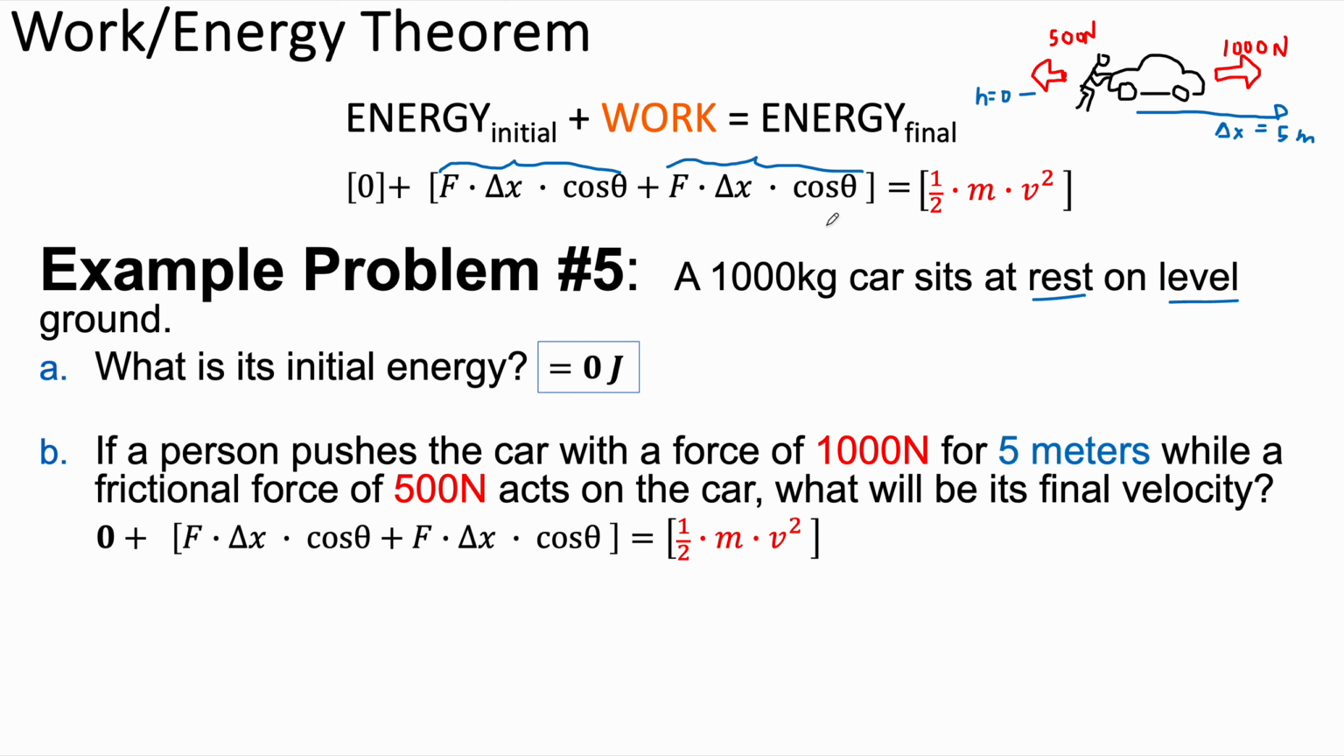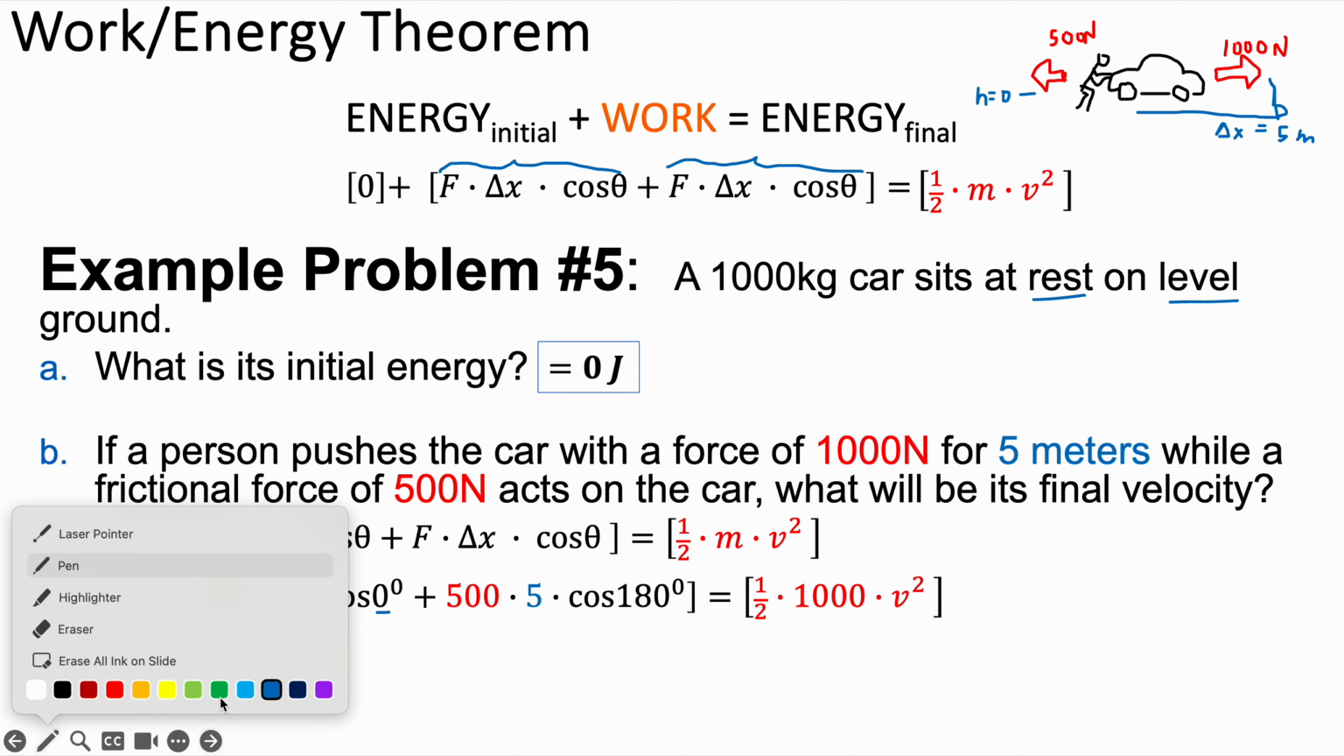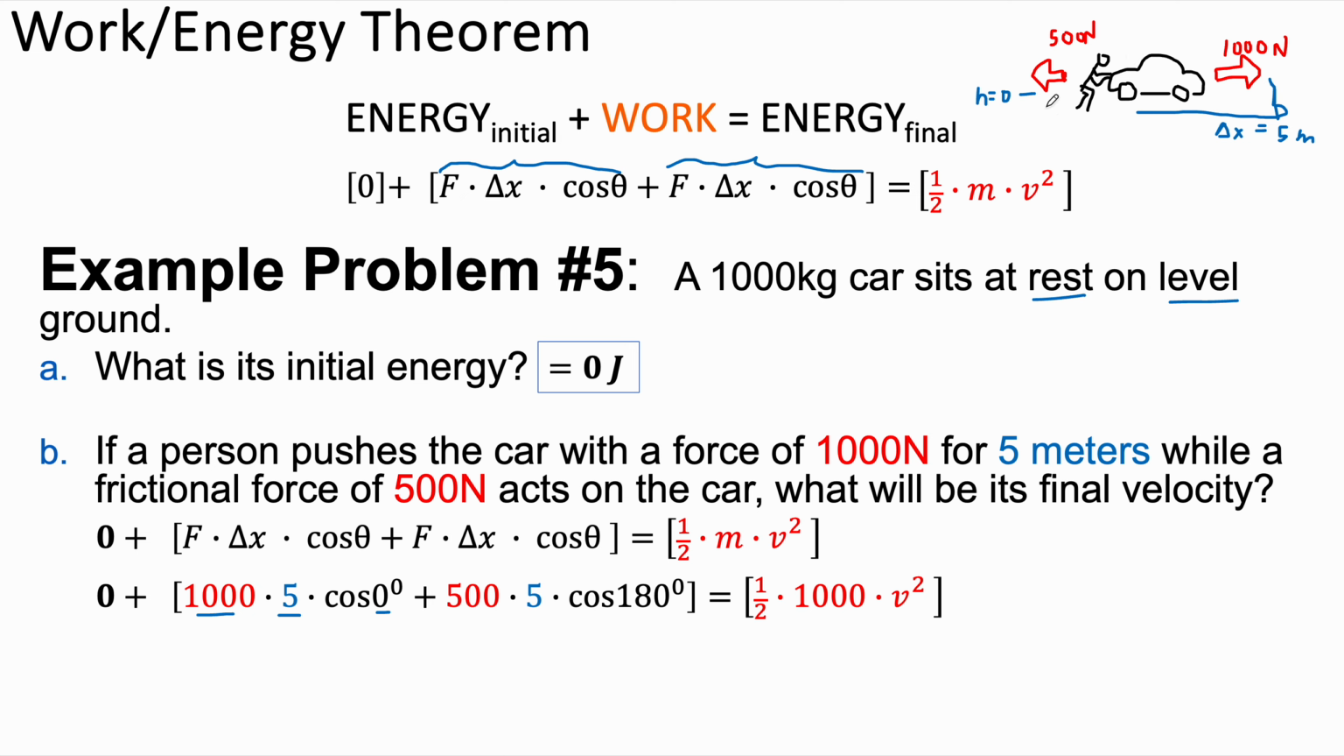And now trying to solve the second part. Putting in all our numbers, we've got an equation from above. The amount of work that the person does is 1,000 joules times 5 meters times the cosine of 0 degrees. Why? The angle between these two things here is 0. Meanwhile, the angle between the displacement and the force of friction is actually 180 degrees because they're acting opposite. Displacement is towards the right, force of friction towards the left, so we end up with 180 degrees for that. And final kinetic energy, 1/2 mv squared.